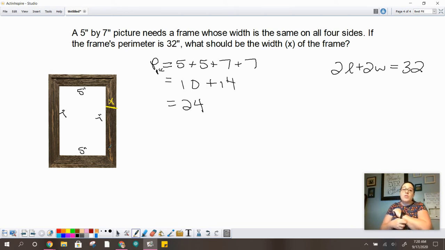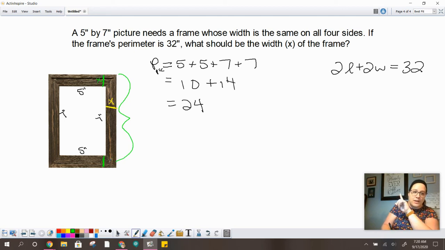So what we are going to do is, our length here, we have 7, but then we also have an X here and an X here to get to this whole length, okay?